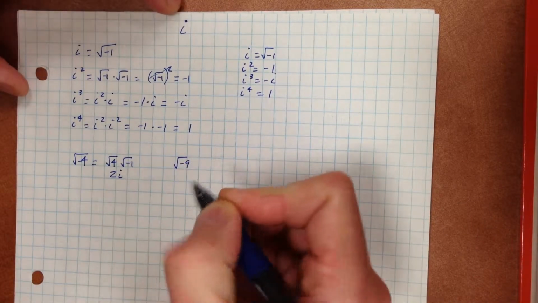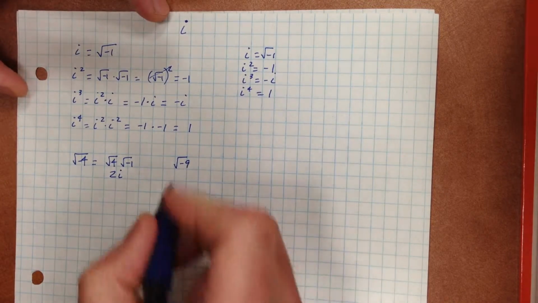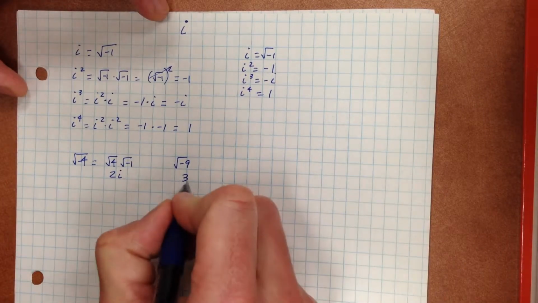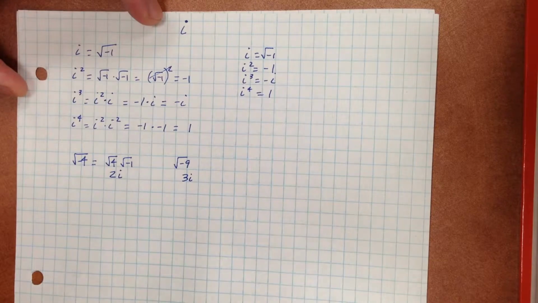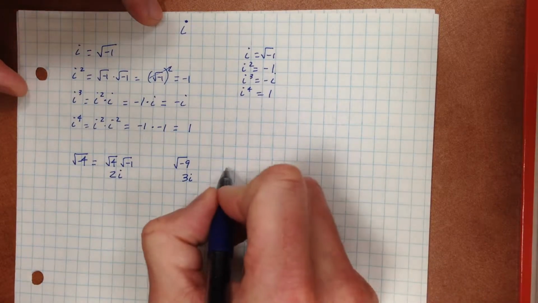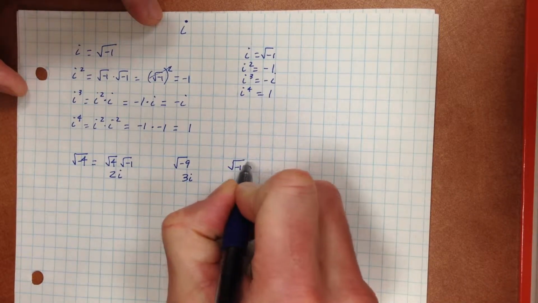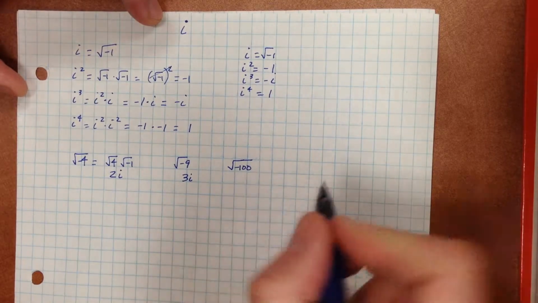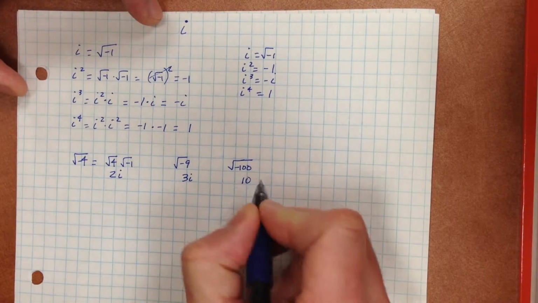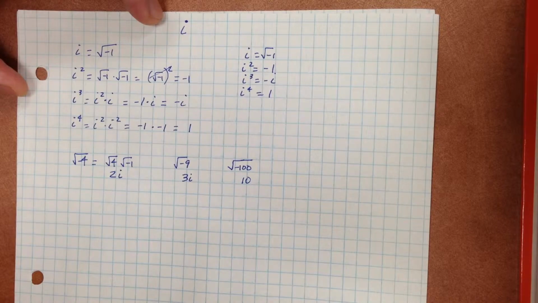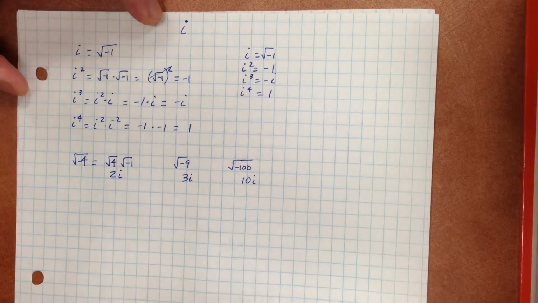Square root of negative 9, kind of the same thing. So the square root of 9 would be 3. The square root of that negative would be I, 3I. Square root of negative 100, well, the square root of 100 would be 10, and what would be left over would be the square root of that negative 1, leaving me with 10I right there.